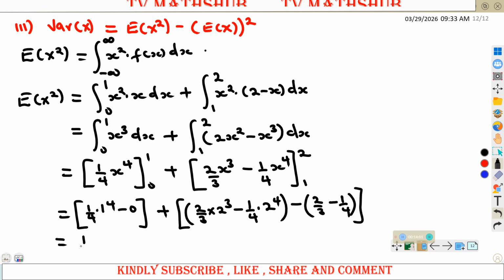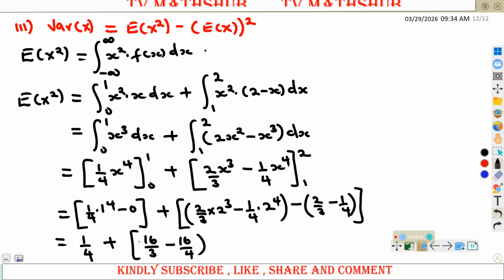So this will be the same as a quarter plus, 2 times 8, this is 16 divided by 3. This is 2 to the power 4, that is still 16. So this is minus 16 over 4.